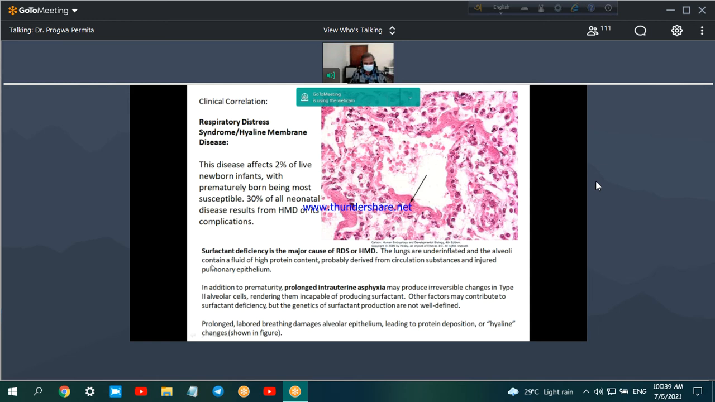Prolonged labor or prolonged breathing damages the alveolar epithelium, leading to a protein deposition known as hyaline. Here, protein is deposited in the respiratory membrane, now known as hyaline membrane. So this is known as hyaline membrane disease.